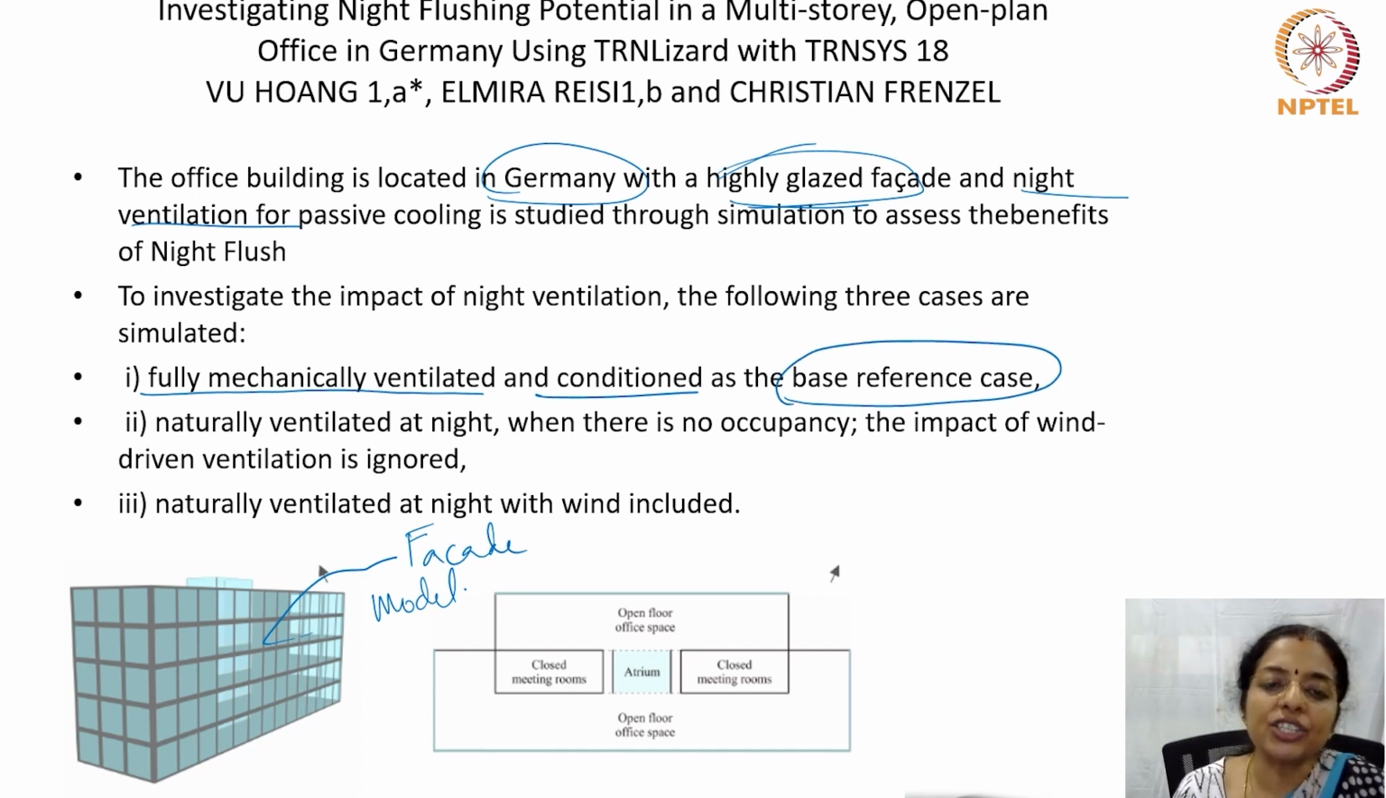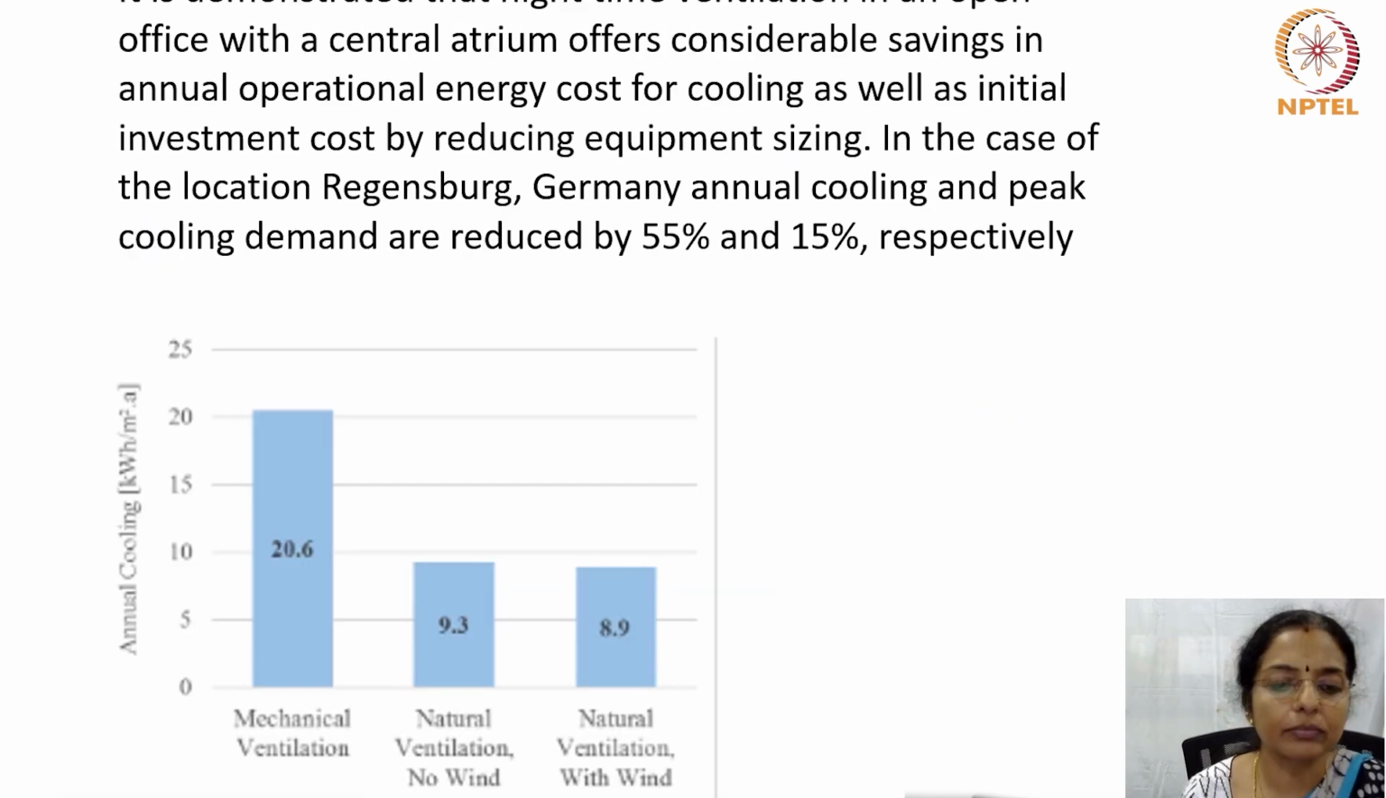Second is naturally ventilated at night when there is no occupancy. The impact of wind-driven ventilation is ignored. And third is naturally ventilated at night with wind included. It is demonstrated that nighttime ventilation in an open office with a central atrium offers considerable savings in annual operational energy cost for cooling as well as initial investment cost by reducing equipment sizing.